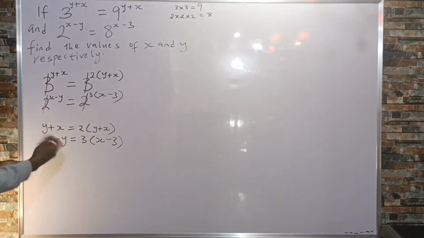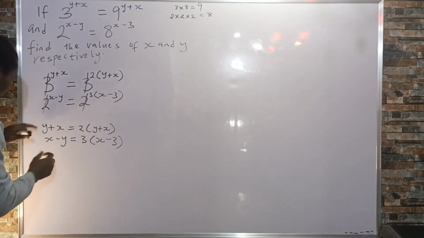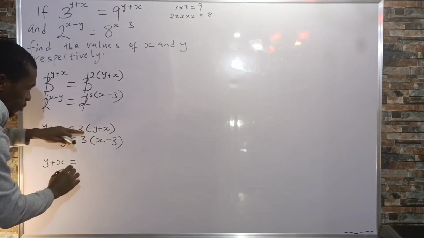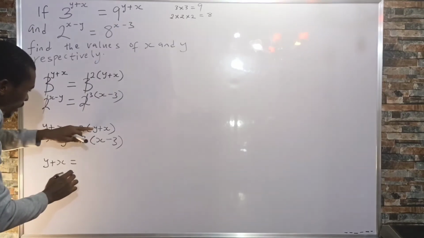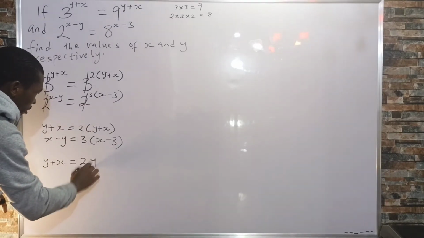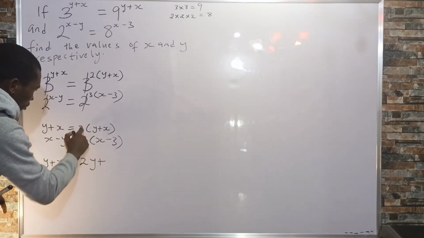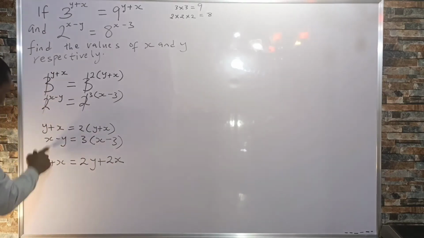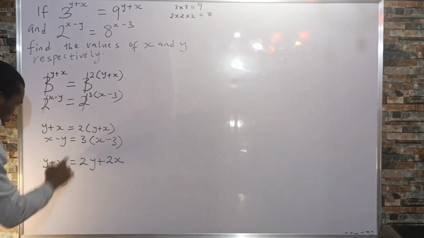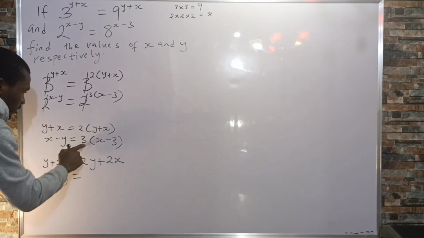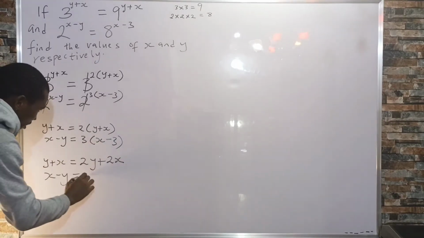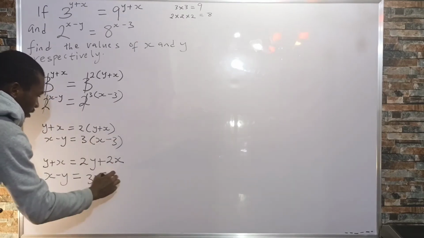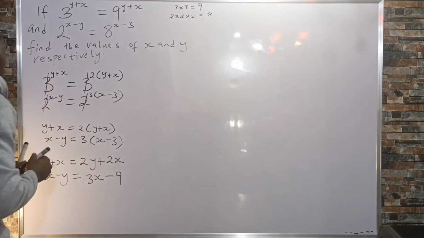Okay, I want to open up the brackets. Then I have y plus x is equal to, opening up the bracket here, 2 multiplied by y will give us 2y, then plus 2 multiplied by x will give us 2x. Then coming here also, I have x minus y, and that is equal to 3 multiplied by x will give us 3x, then minus 3 multiplied by 3 will as well give us 9.